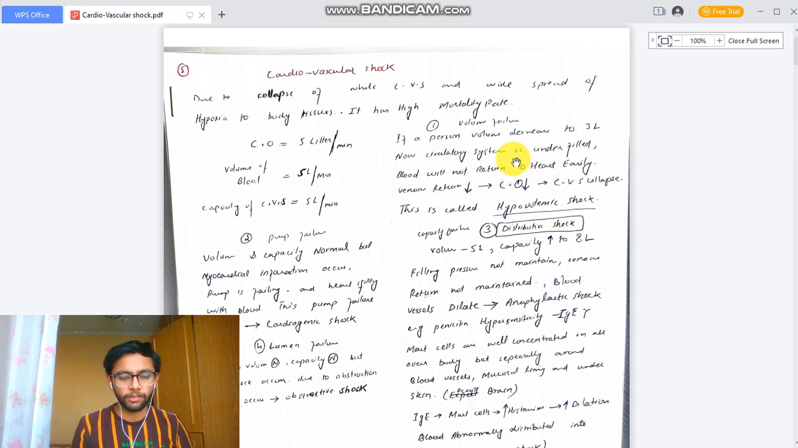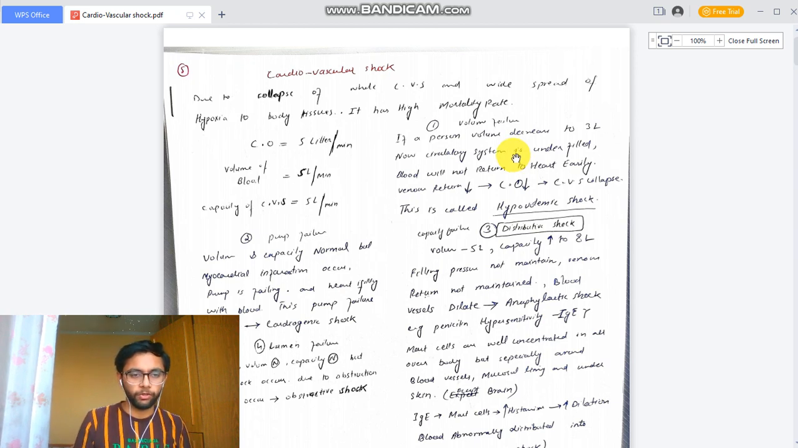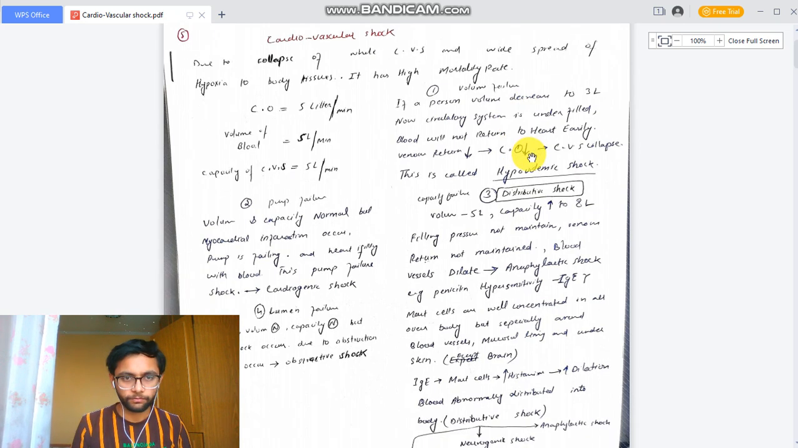In this shock, for example, our normal cardiovascular blood volume is 5 liters on average. So if the volume of blood decreases from 5 to 3 liters, there is not enough blood in the vessels for the heart to pump to all the body parts. This leads to cardiac shock due to volume failure, which is also called hypovolemic shock.